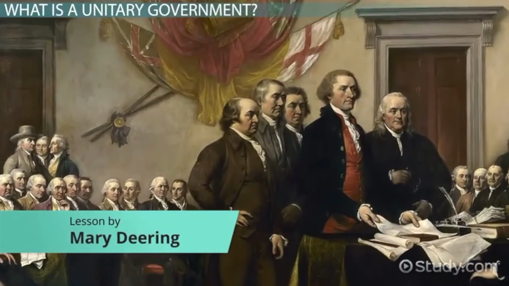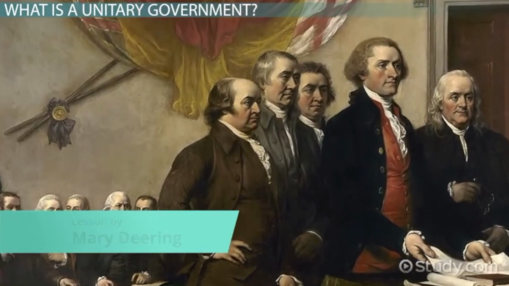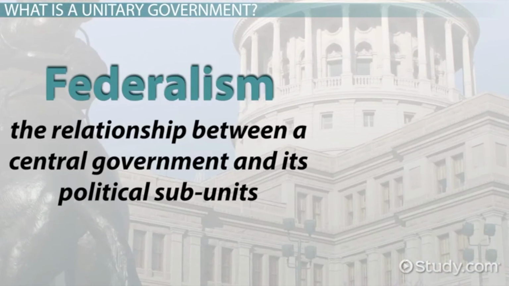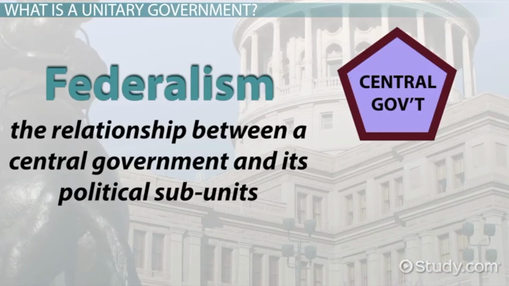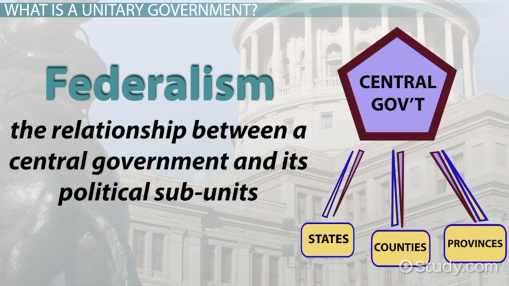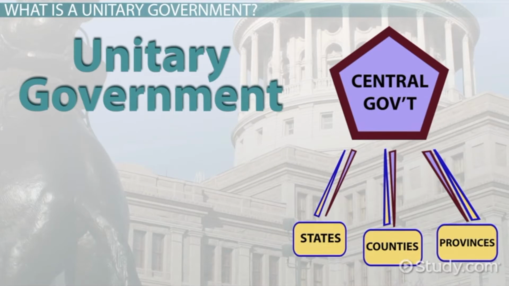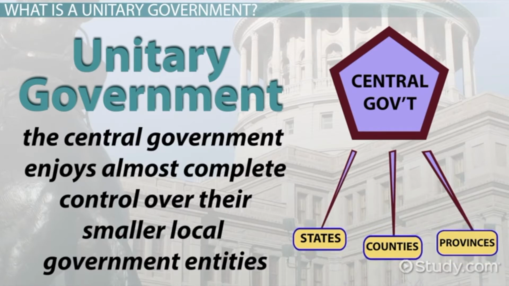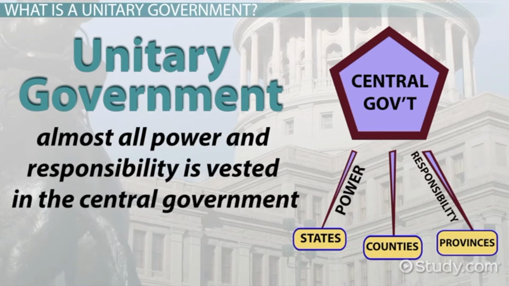One of the most important questions a new society, government, or nation must ask itself is, how will we divide power and responsibility? Federalism, or the relationship between a central, often national government, and its political subunits, often states, counties, and provinces, etc., can exist in many different forms. In a unitary government, this relationship is largely one-sided, with the central government enjoying almost complete control over their smaller, local government entities. In a unitary system, almost all power and responsibility is vested in the central government. Local governments may only exercise power through the central government.